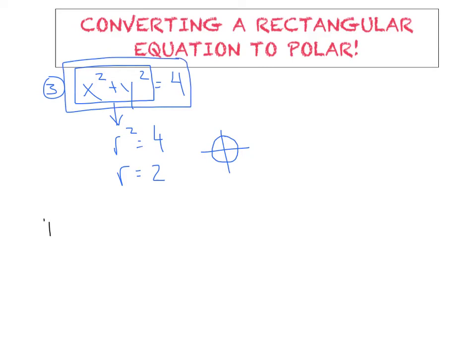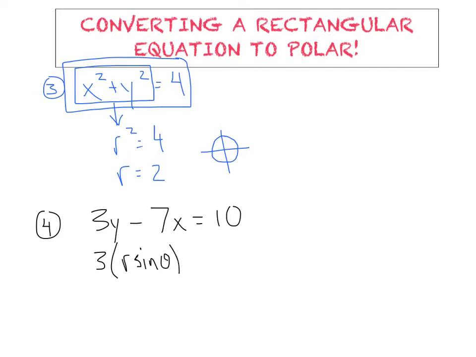The second example I want to throw at you says that 3y minus 7x equals 10. So here's a very nice linear equation. And when I get into this converting pattern, I always substitute r, let's see, that would be sine of theta for the y value. I had to catch myself there. And then whenever I see an x coordinate, it's really r cosine of theta equals 10.